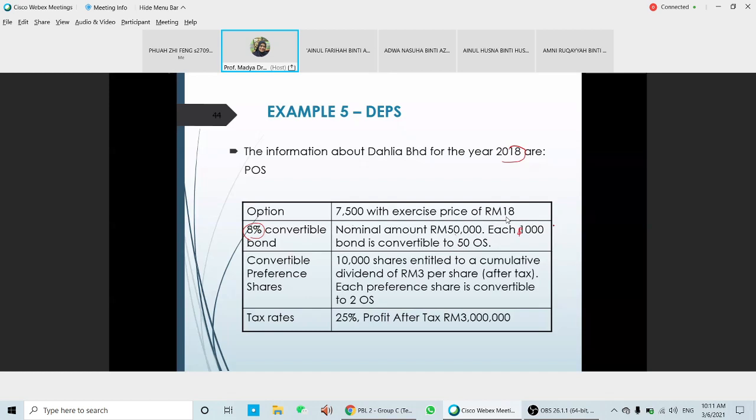So to find how much you can convert here, it should be 50,000 divided by 1,000 times 50, which is 50 units of ordinary shares. And then convertible preference shares, 10,000 shares entitled to cumulative dividends of 3 ringgit per share, which is already net after tax. Each of these preference shares can be converted to 2 ordinary shares. So 10 times 2, you'll be entitled to 20 if you want to convert to ordinary shares. The tax rate is 25%, profit after tax here is 3 million.